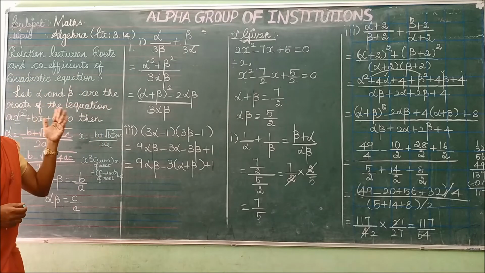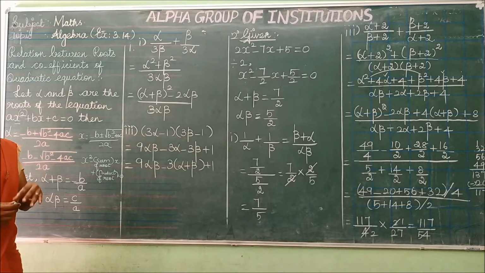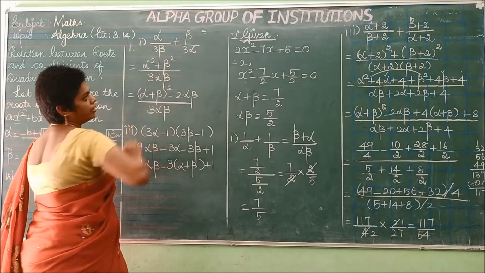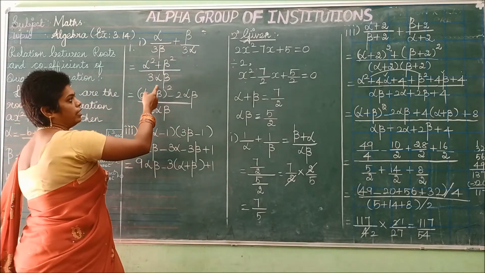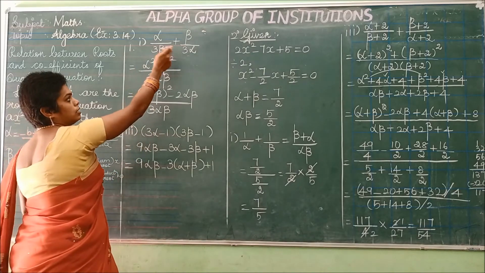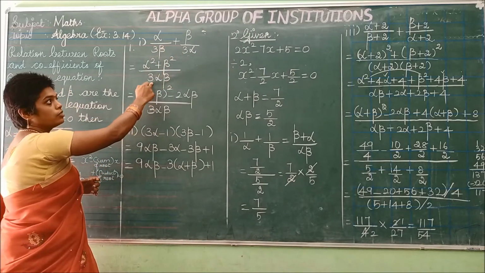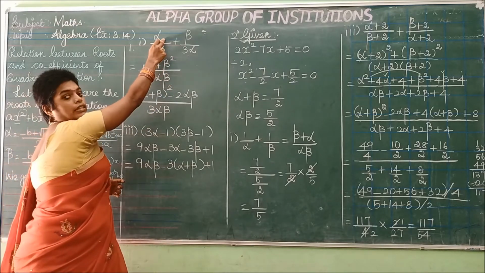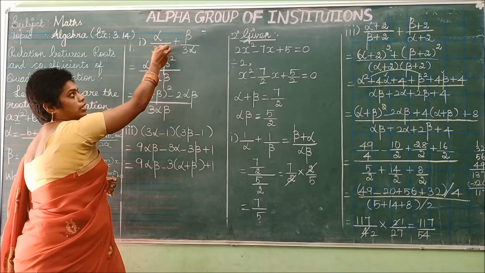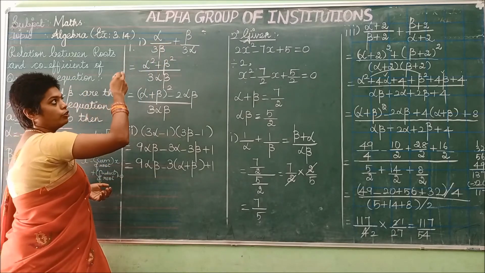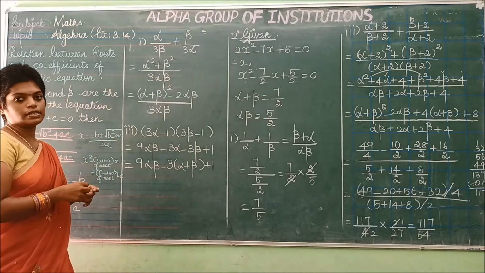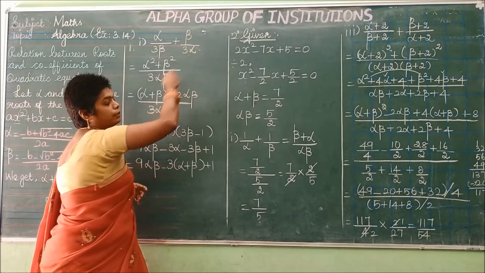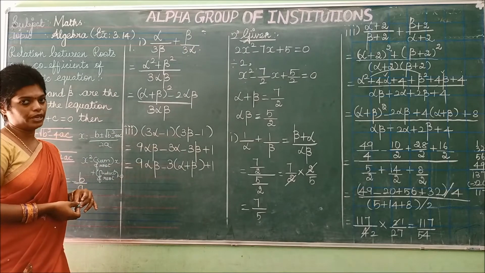The given question is alpha by 3 beta plus beta by 3 alpha. Both have different denominators, so you can take a common denominator. These two terms contain 3 as common. The denominator of the first term does not contain alpha, so multiply the numerator as well as the denominator by alpha. And the second has no beta, so multiply both numerator and denominator by beta.